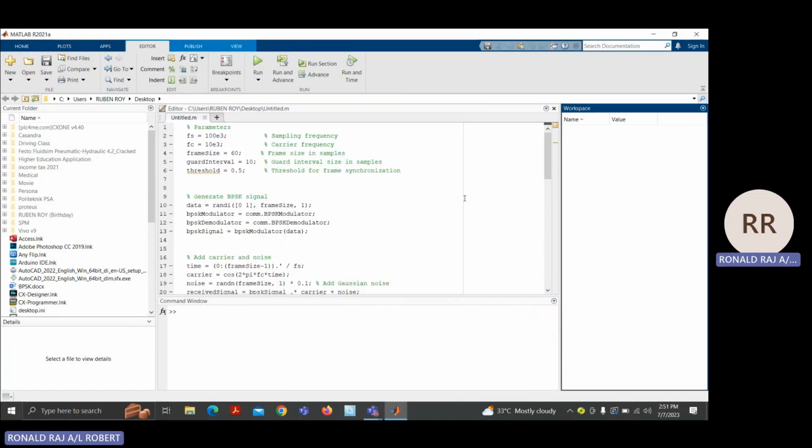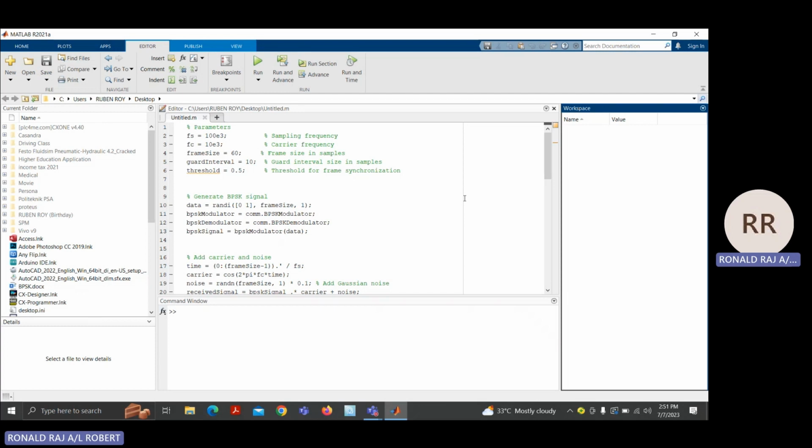Hi viewers, we are from Group 8, currently conducting a group assignment of BENT 4823, which is Digital Communication System. This assignment is about frame synchronization using BPSK signals. In this video, we're going to explain our MATLAB coding and results.